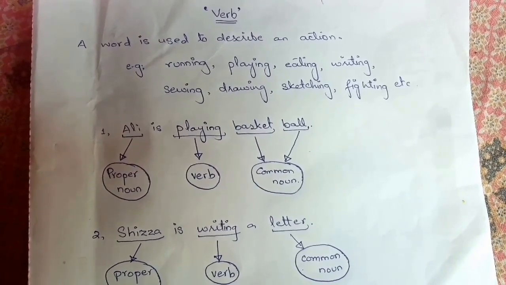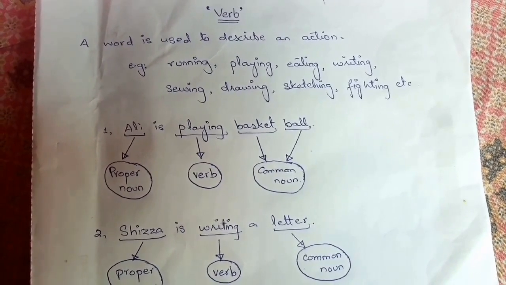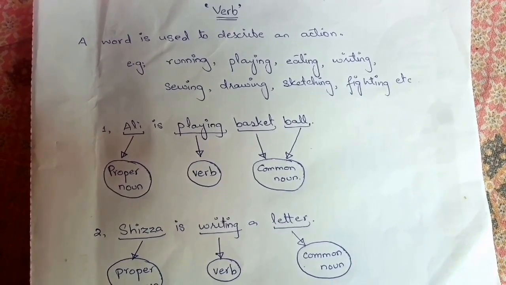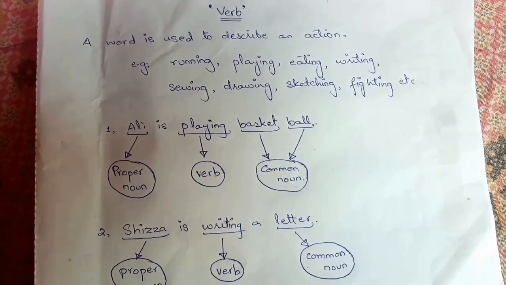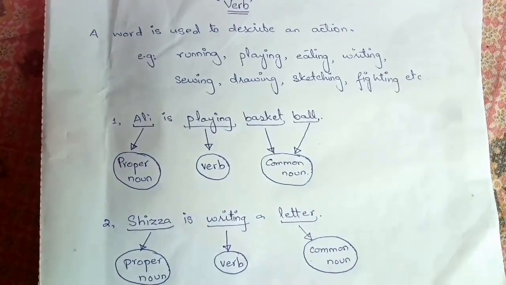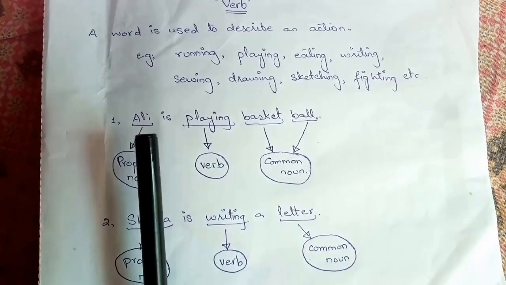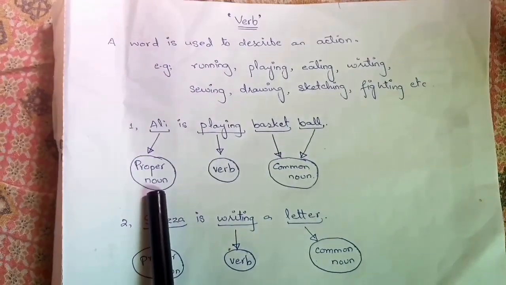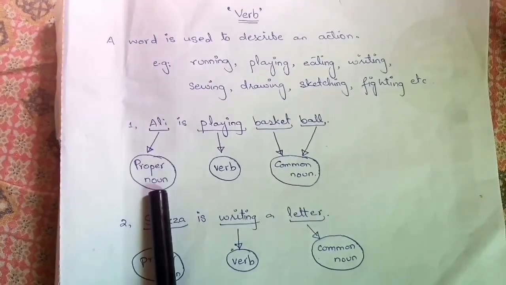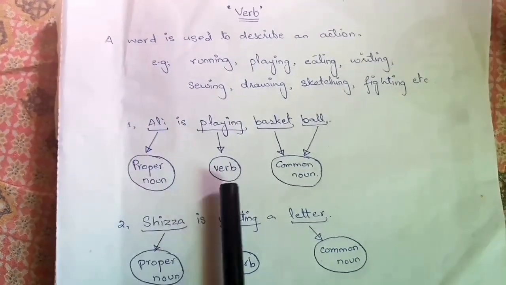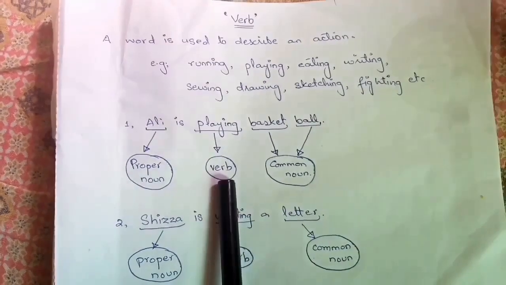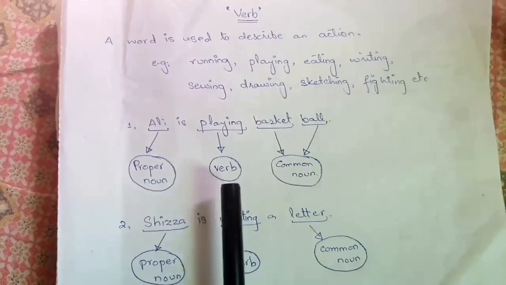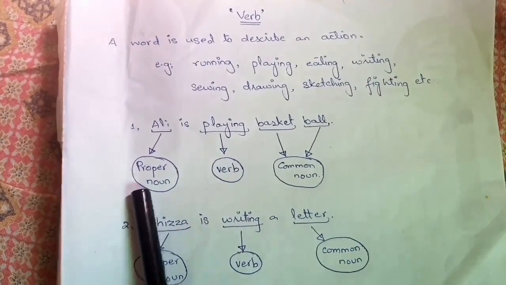For instance, if I say that I am writing a letter, over here writing is a verb because I'm doing an action. I'm doing a work. Ali is playing basketball. Over here, Ali is a proper noun because Ali is a special name. It's the name of a person, so that's why it is a proper noun. Coming to the word playing, playing is a verb. Why? Because it's an action. It's the work done by Ali.